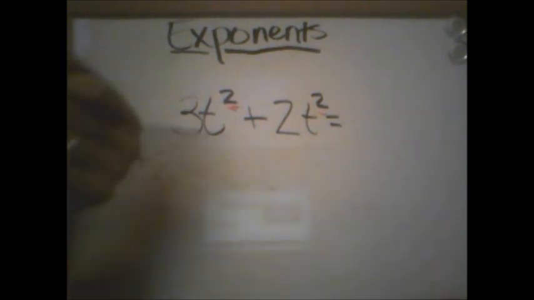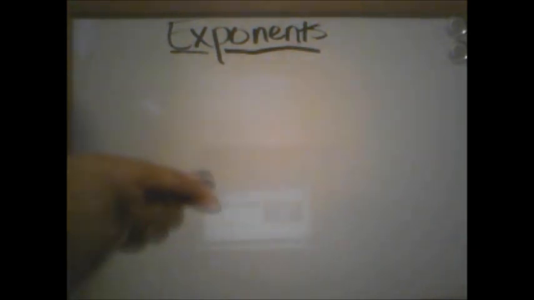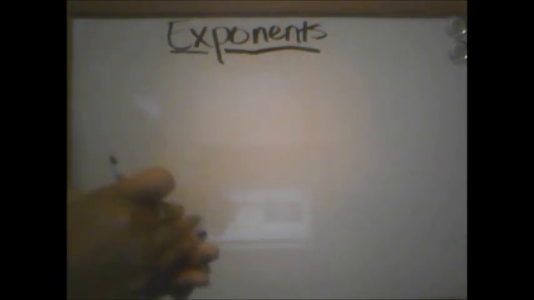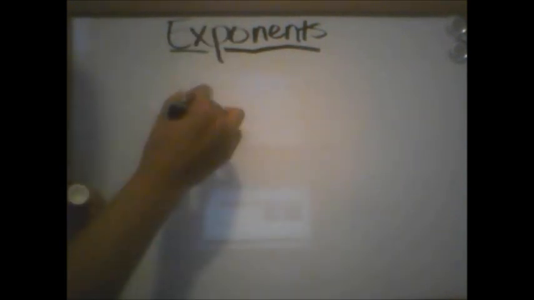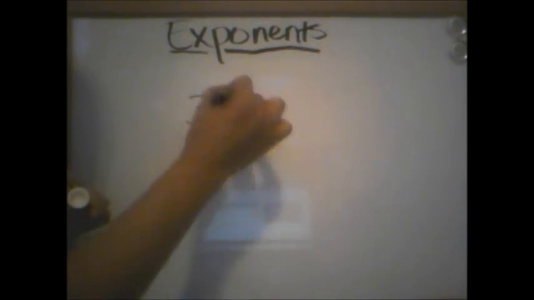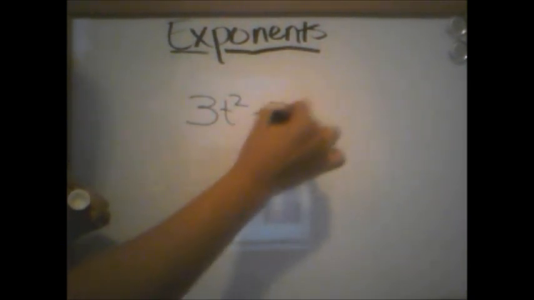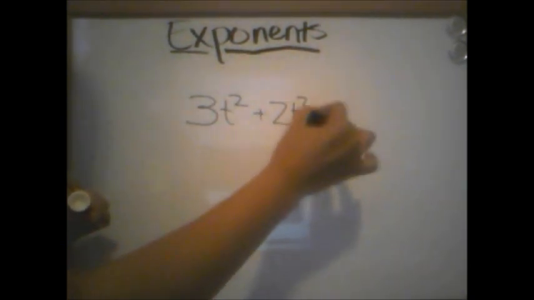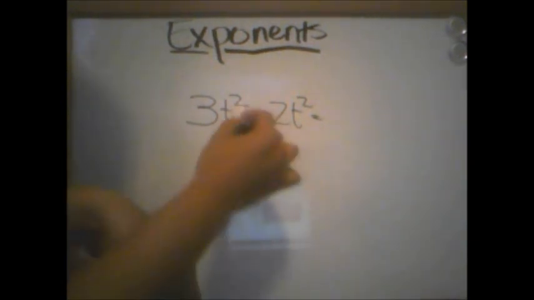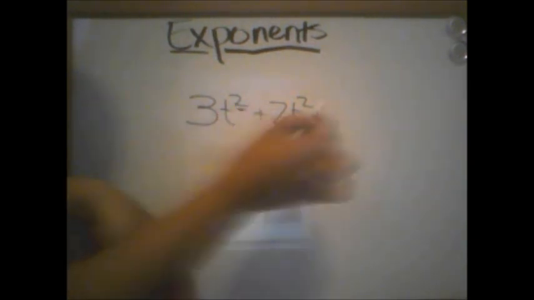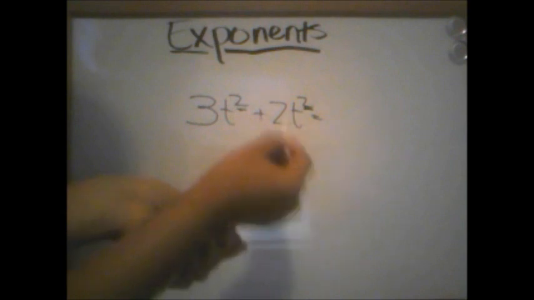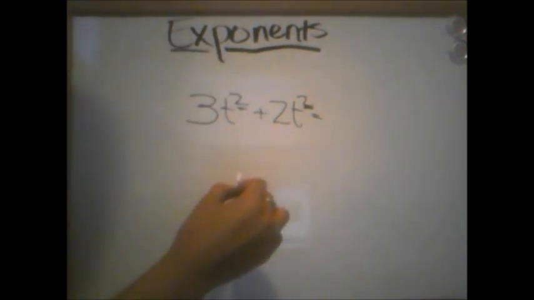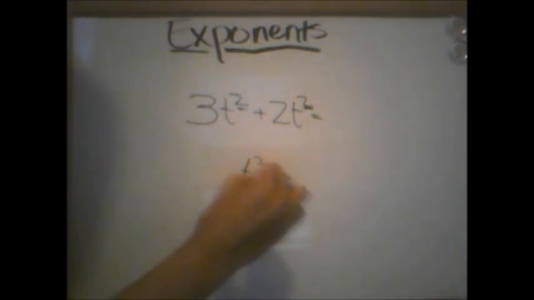Now let's look at subtraction. The cool thing about subtraction is it's the same exact concept. You're just subtracting the coefficients. Let's take the same exact example that we just did. 3t squared plus 2t squared equals. We already established that the degrees are 2, so they do match. So we have t squared.